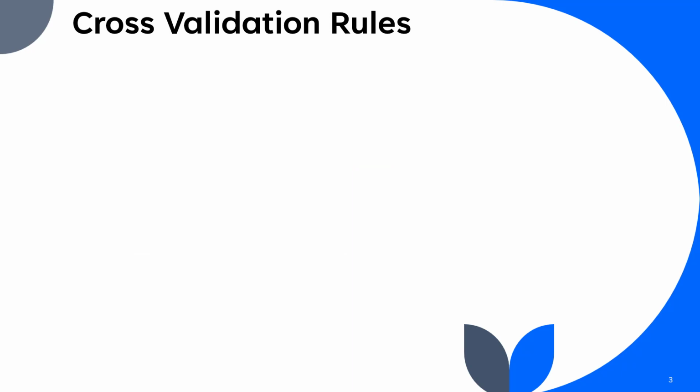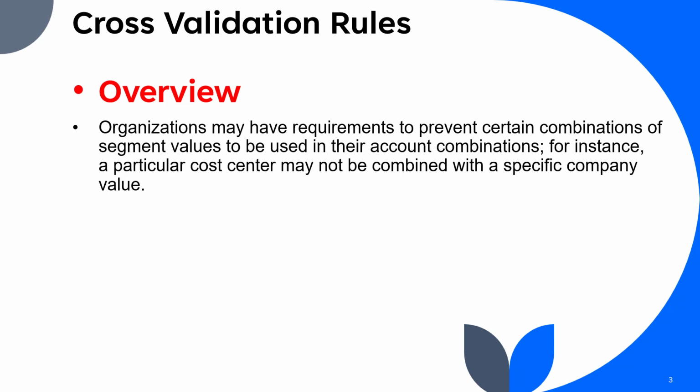Let's start with the cross-validation rules overview. Organizations may have a requirement to prevent certain combinations of segment values from being used in their account combinations. For instance, a particular segment like cost center may not be combined with another specific segment like company value. Once you create cross-validation rules, they determine what segment values may be combined with other segment values across the different segments of your chart of accounts.